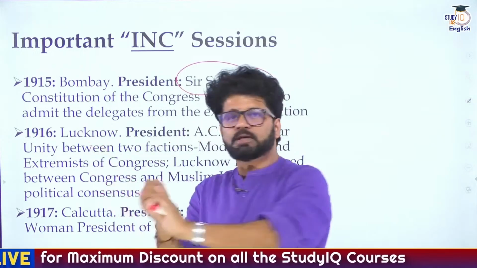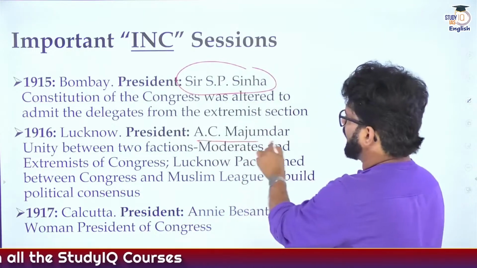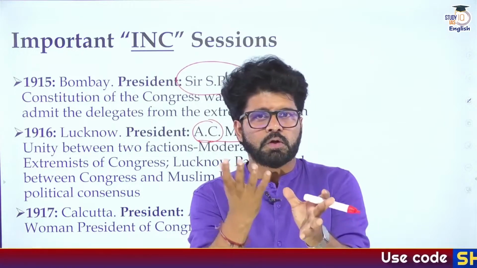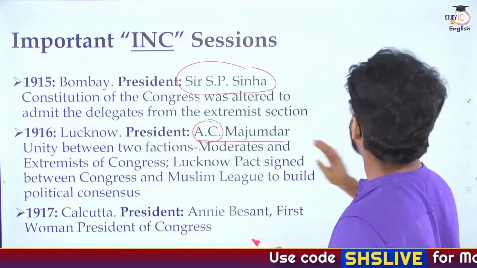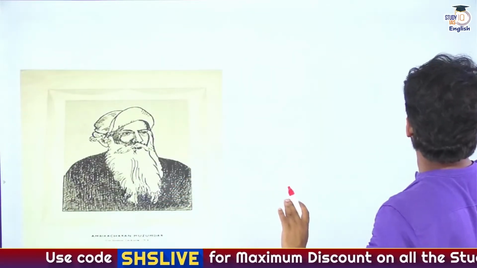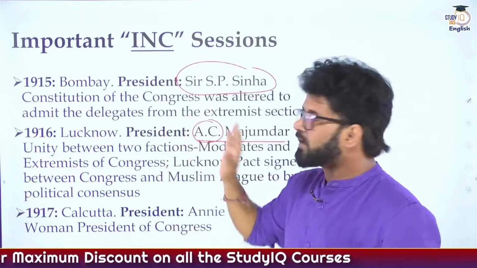1916, Lucknow Pact. Just like the 1907 Surat split, the Lucknow Pact is very important. A.C. Majumdar, Ambika Charan Majumdar. Many people get confused, thinking Ambika must be a girl. No, Ambika here is a man. He is Ambika Charan Majumdar. Don't confuse the word Ambika with a lady. Lucknow Pact, very important.